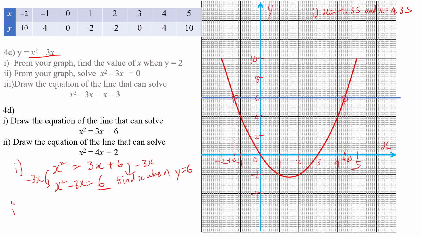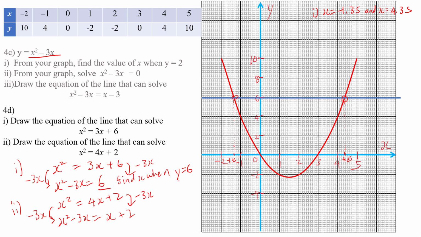Then we look at question 2 or part 2. x squared is equals to 4x plus 2. Again, we need to make x squared into x squared minus 3x. So how do we do this? Again, we just do the same thing, minus 3x. Here we also minus 3x. 4x minus 3x will give me x plus 2. So I need to draw the line y equals x plus 2.